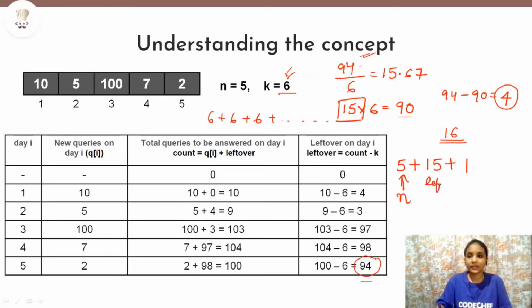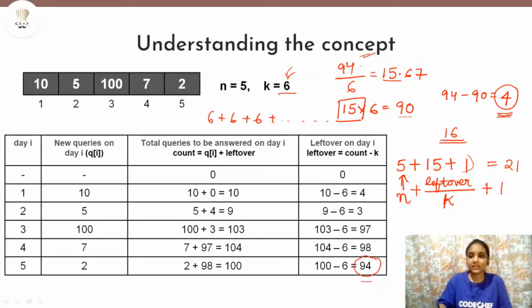So what is the formula here? Leftover divided by k. And we will take only the integer part of this division, that is 15. So in 15 days, chef is answering 90 queries, but still there are some queries left, that is 4 queries left. So for that day, one more, this 1 is added because of these leftover queries. So we have added 1. So this will be the day when chef will answer less than k queries. So 5 plus 15 plus 1 is equal to 21. So we can say that on 21st day, chef will answer less than k queries.